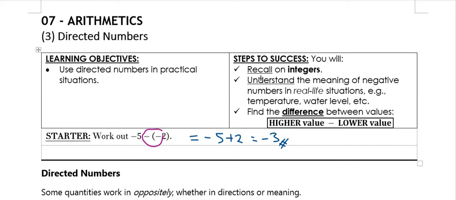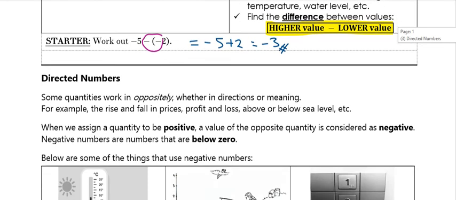Directed numbers is basically just another word for integers, but here you are going to apply it in real life situations, and you have to really remember this. The difference between values is going to be the higher value subtracted by the lower value, right? So let's have a look at directed numbers.